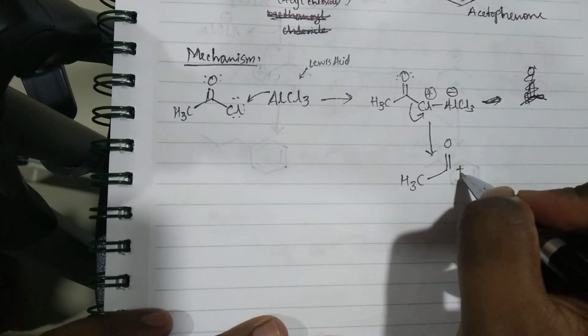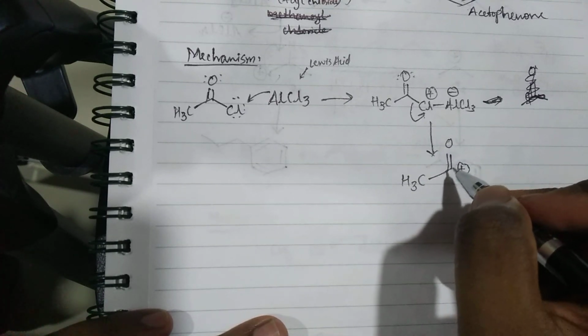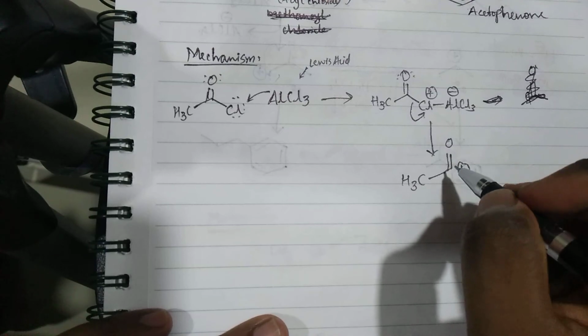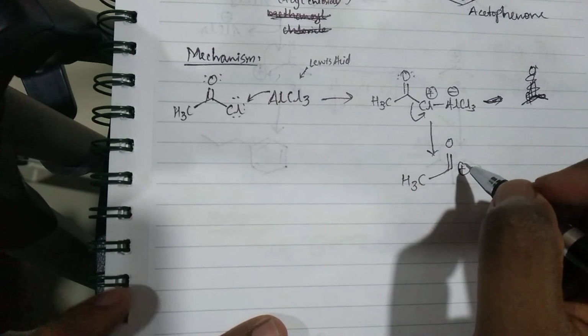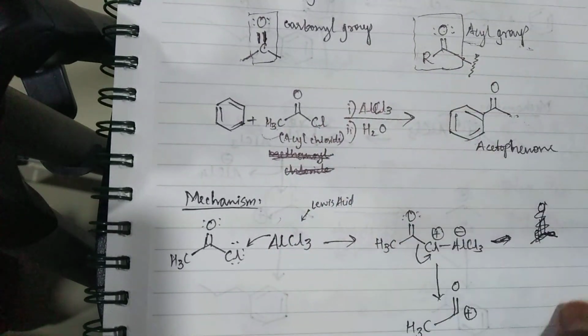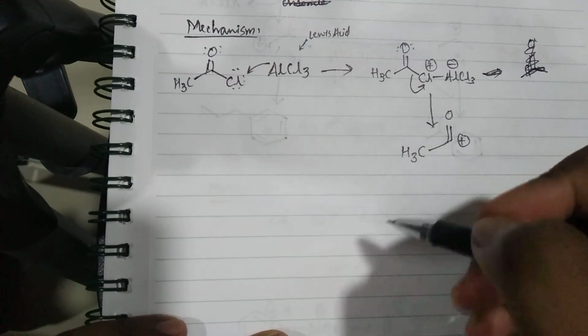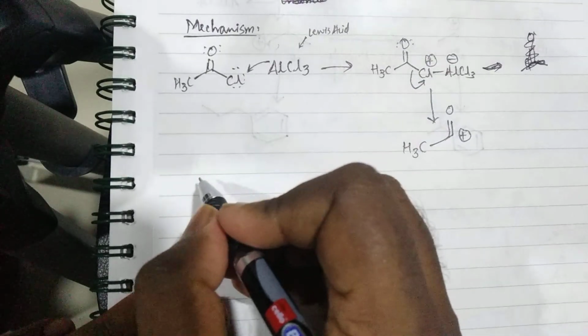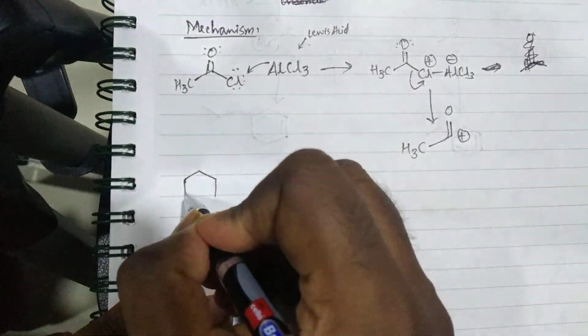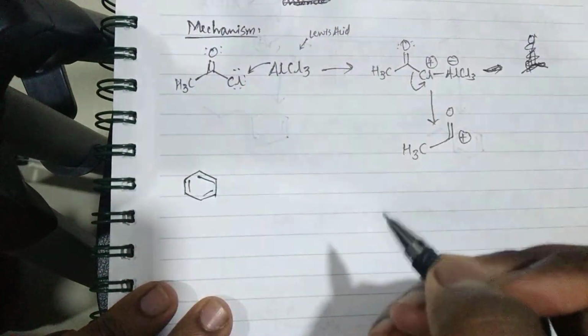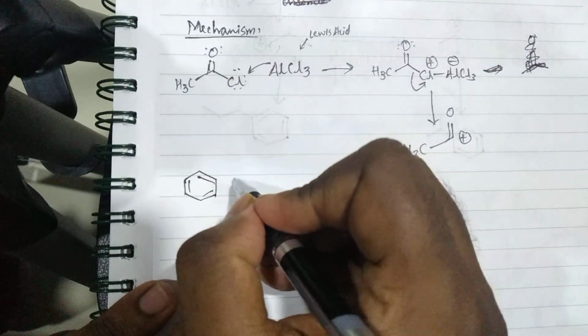Okay, so as I said, a carbonyl group with CH3 on it, or an alkyl group with it, is called an acyl group. That is what we established here. So you have an acyl group here. Now this acyl group will react with benzene. That step, that mechanism, is similar to how we did it in the last three cases.